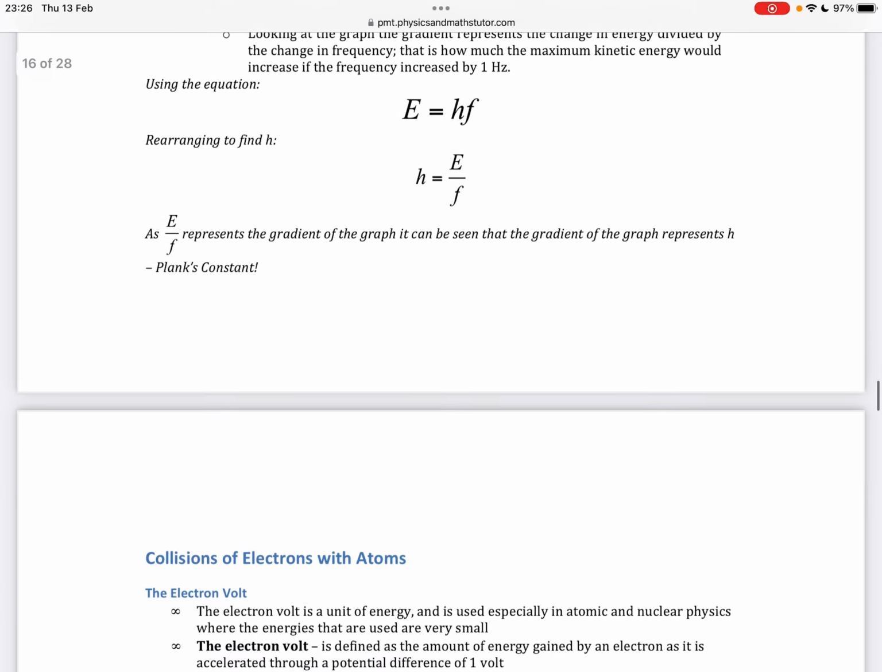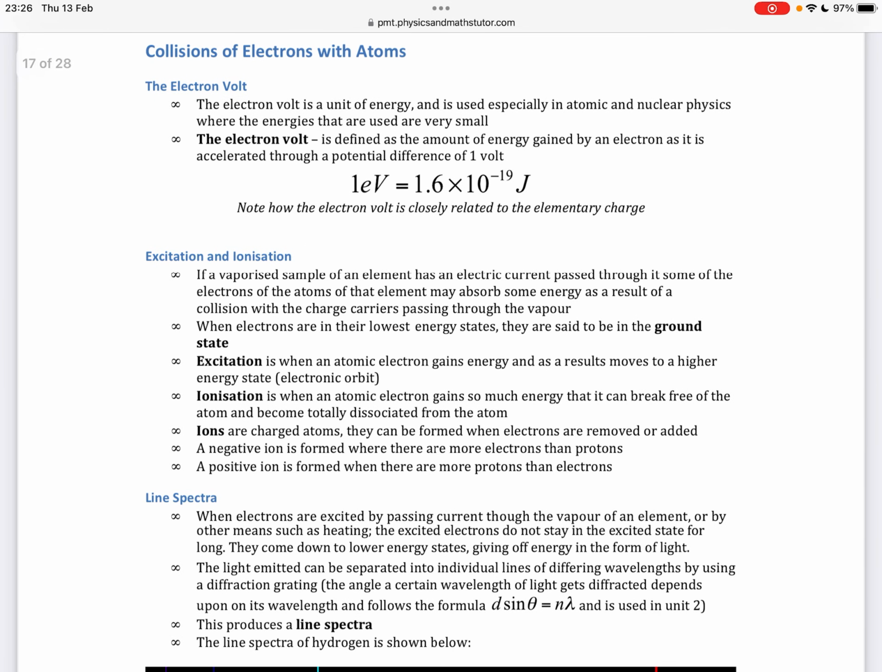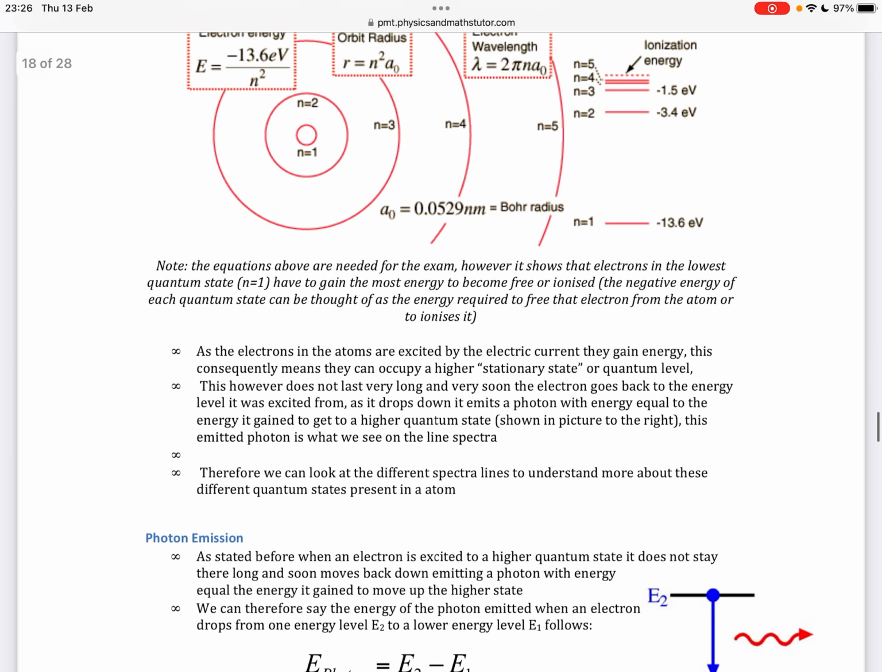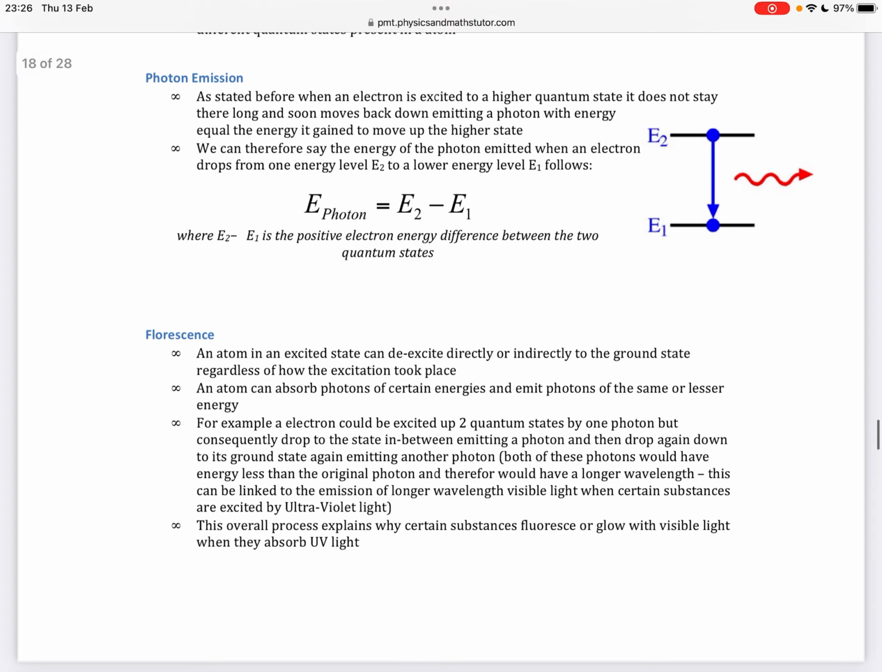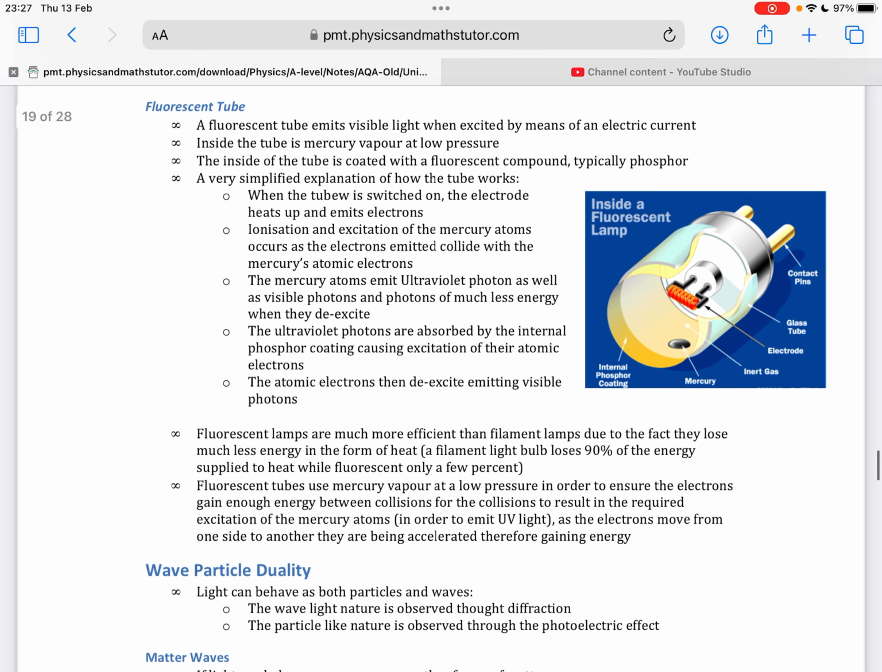So this is actually the end of the video, and in the next video we'll be doing collision of electrons with atoms. If you'd like to screenshot the things to be ready for the next video, it's okay. Here you go. Also, you can see PMT, photon emission, fluorescence, and the fluorescence tube. And that's it for the next video, I guess.